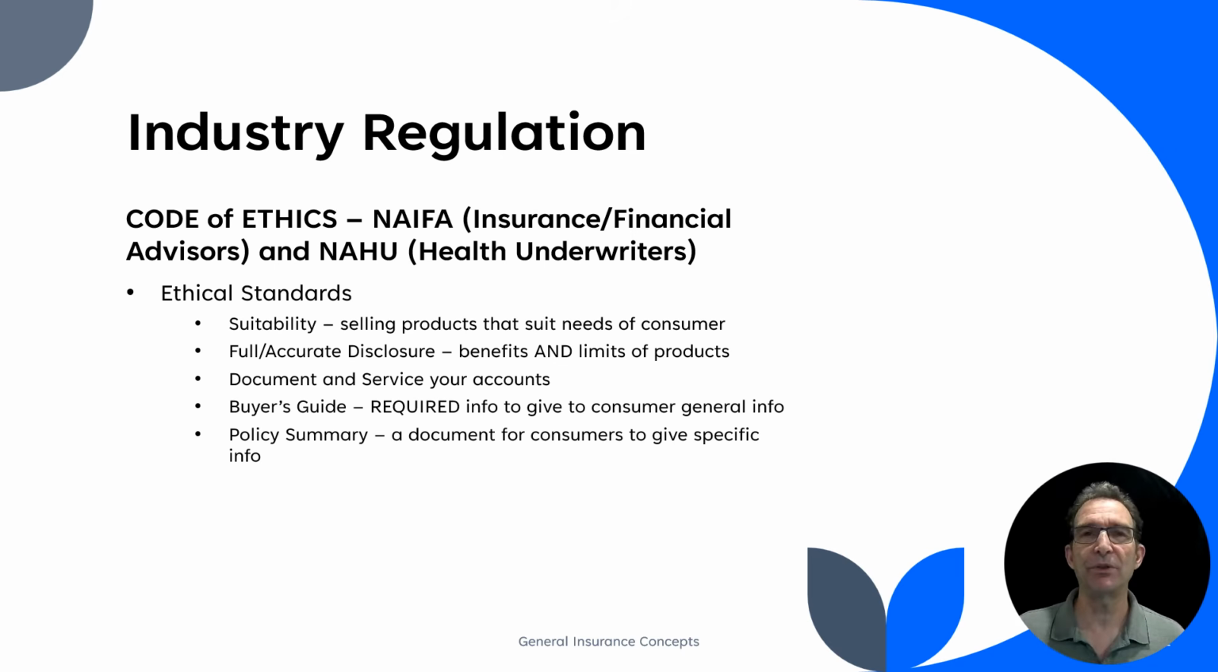Full and accurate disclosure means that you tell customers about the benefits and the limits of products. You will learn, when you start diving into products, all of them have some aspects of limitations, right? An insurance company can't cover everything for everybody in all cases. So as a sales agent, it's important that you're disclosing what a product will do and also what it won't do, so that people are clear. That's what full and accurate disclosure means. You're disclosing both the benefits and the limits.